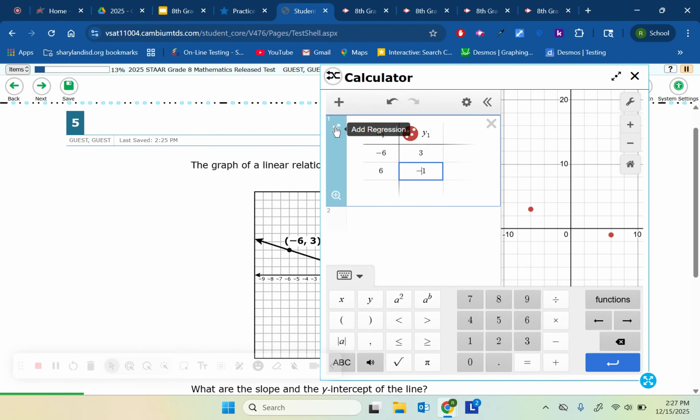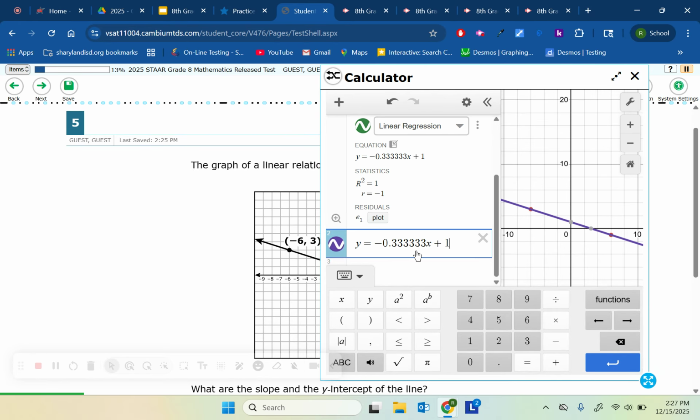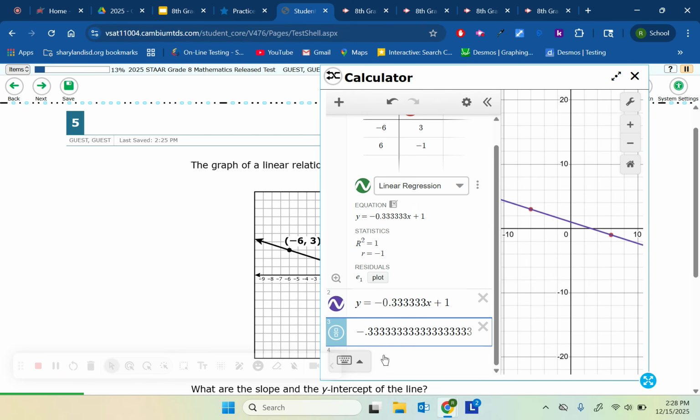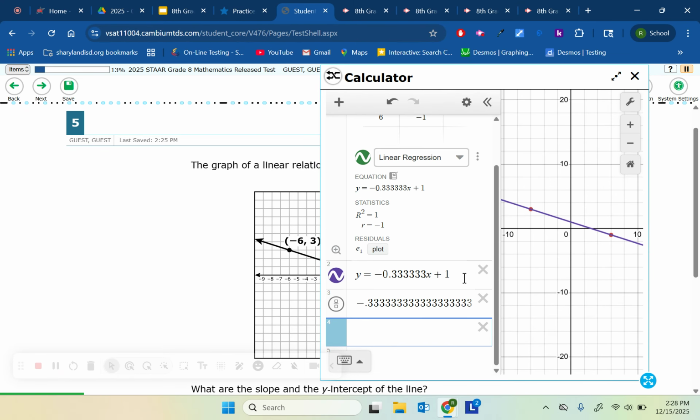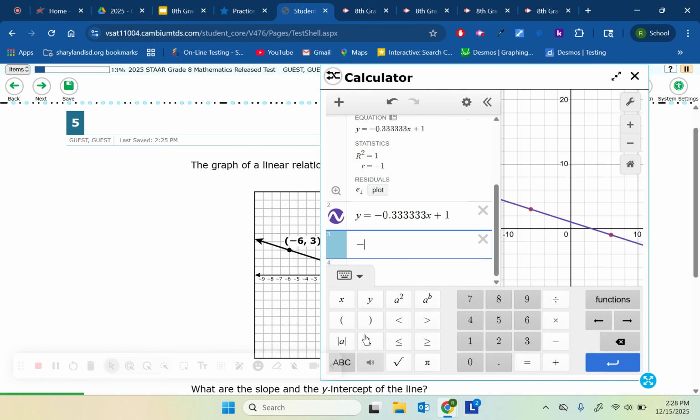Come out here and use this little linear regression button here. And it gets me the equation right here. I can put it right here, and it'll give me this number as the equation. And if I want to find out, then I just go -0.33333, and then ask it for a fraction, and it'll give me the fraction. Anyways, I could just type in the fraction to verify -1.